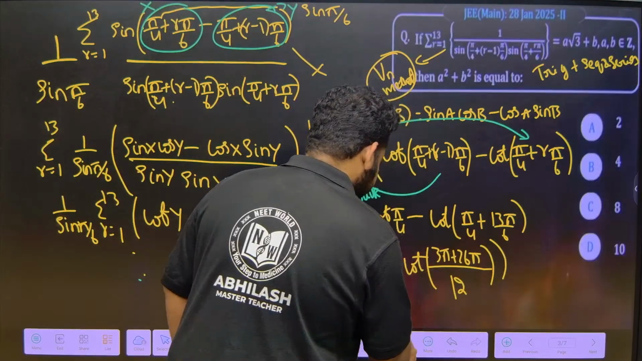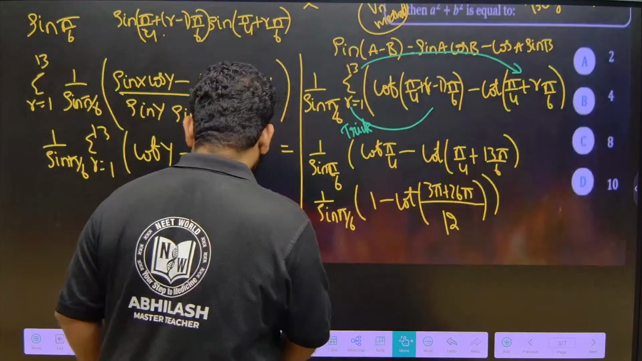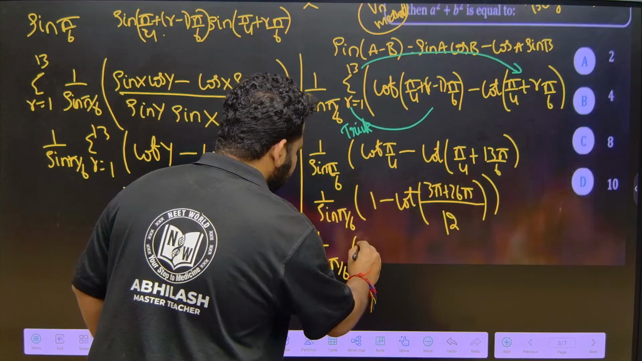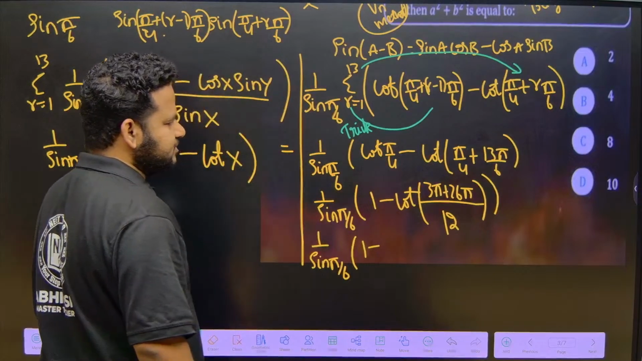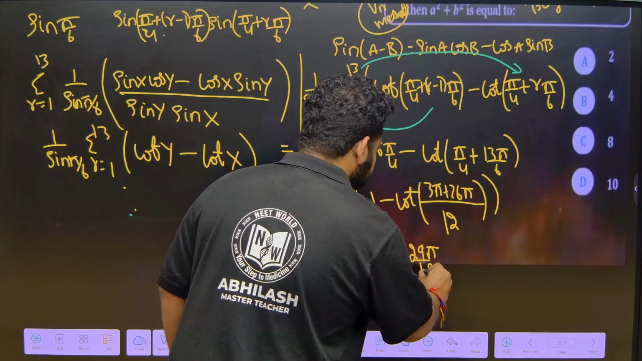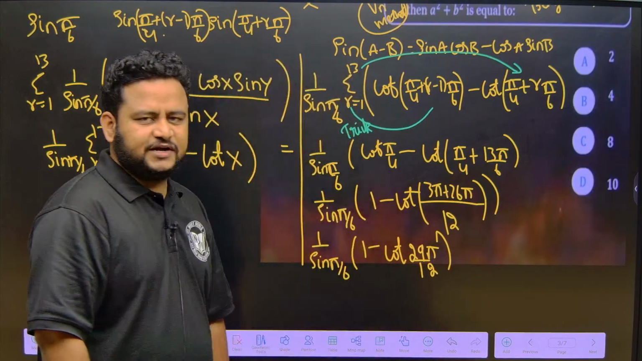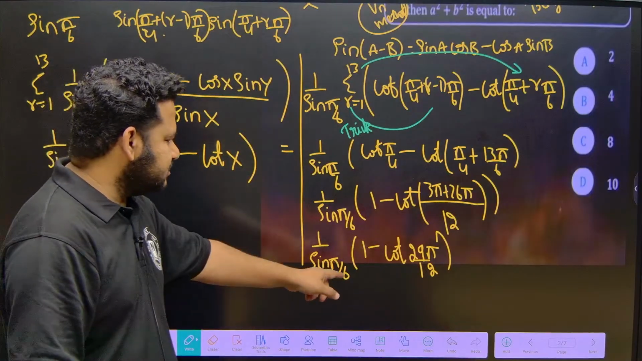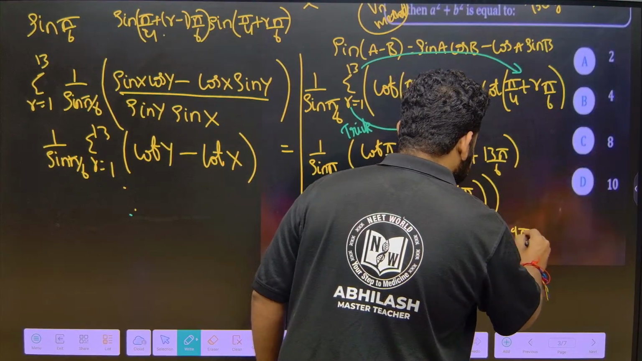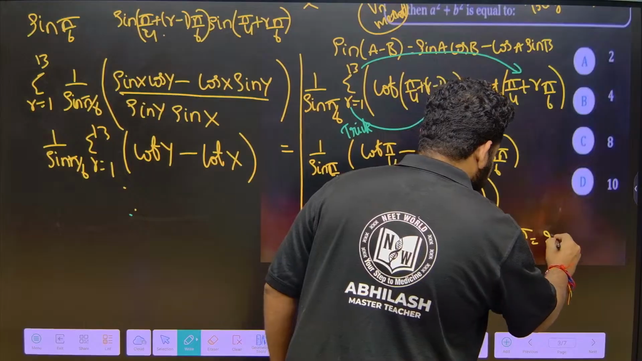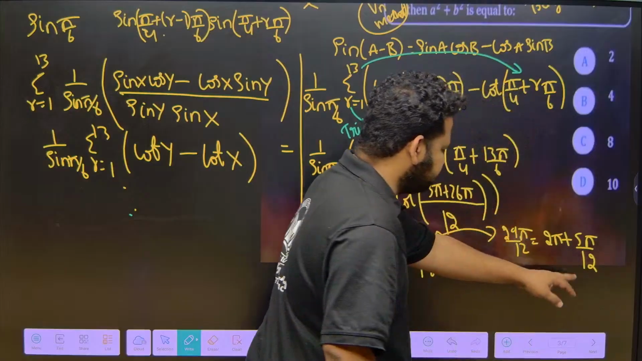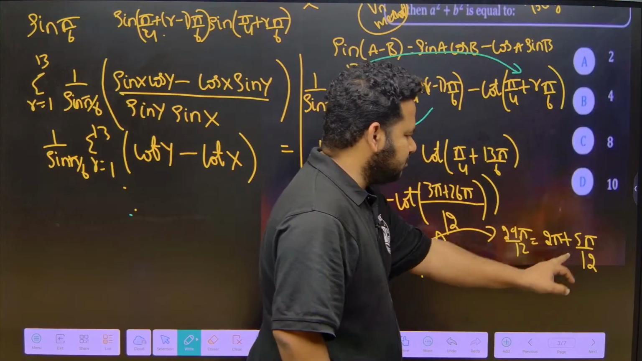Now this I will have as 1 by sin pi by 6 into 1 minus cot of 3 pi plus 26 pi, I can write it as cot of 29 pi by 12. So cot of 29 pi by 12, I can write it as 2 pi plus 5 pi by 12, correct, no? 12 2s are 24, 24 plus 5, 29 pi, 29 pi by 12.